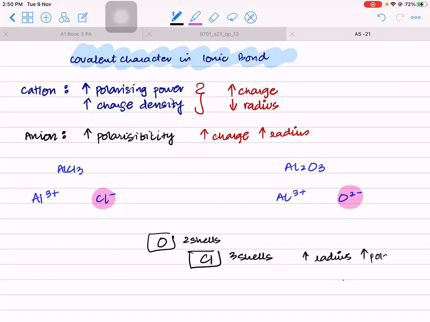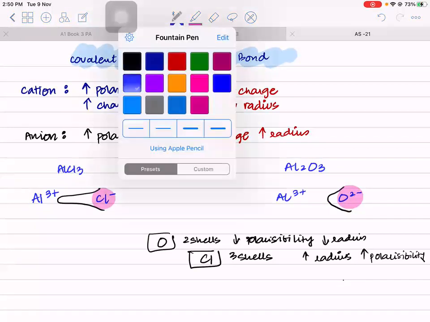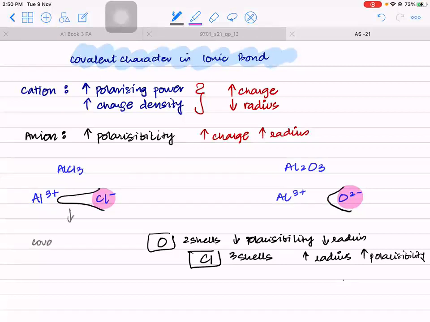So that means, can I say this has a higher polarizability? Yes. So this will allow aluminum to pull its electrons as opposed to oxygen, which will not allow. Why? Because oxygen or the oxide ion has low polarizability. Why? Because it has a smaller radius. Yes. So because this is pulling the electrons and Cl is allowing that pull, what type of bond will you have here? You will have a covalent bond.